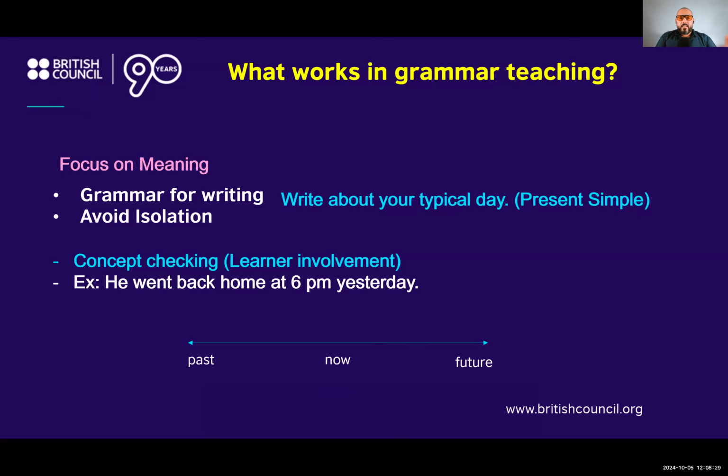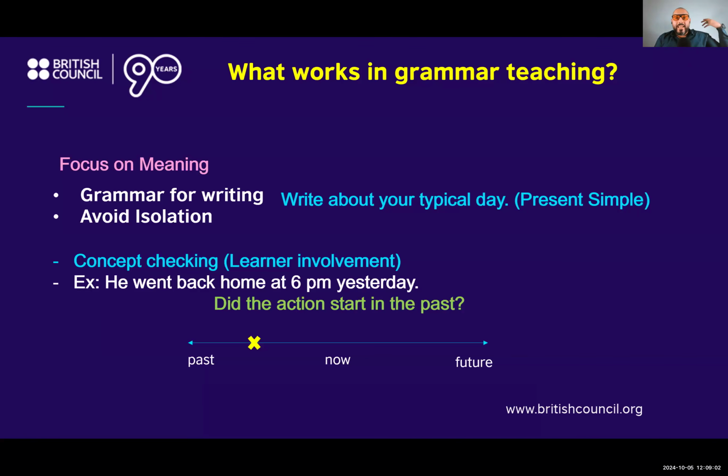For example, as you can see in this sentence, he went back home at 6 p.m. yesterday. So this is to teach the past simple tense. So you cannot ask them concept checking questions by just having them look at the sentence. You have to clarify the language first. So show them a timeline and then ask them questions like, did the action start in the past? Did he go back home in the past? So the answer should be, yes, he did. So now the meaning is clear for the learners that the past simple talks about an action that happened and finished in the past.